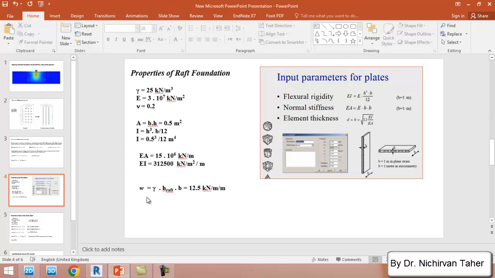Also the weight of the raft should be calculated per meter. So it is equal to the unit weight of concrete times the thickness of the raft times the length of the raft, which we take as 1 meter.